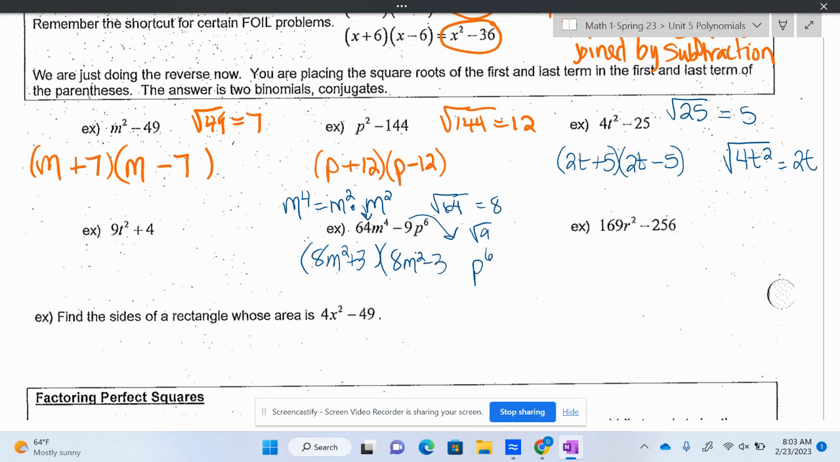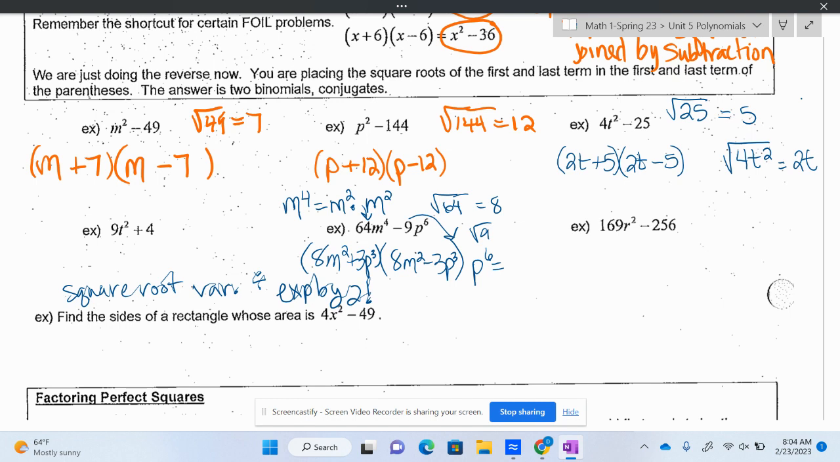And how did I make p to the power of 6? Yeah, p cubed times p cubed. So the cool thing about the variable terms is you just divide their exponent in half. When you're looking for the square root of a variable, you divide the exponent by 2. That's kind of the rule for that. You're going to divide the exponent by 2.